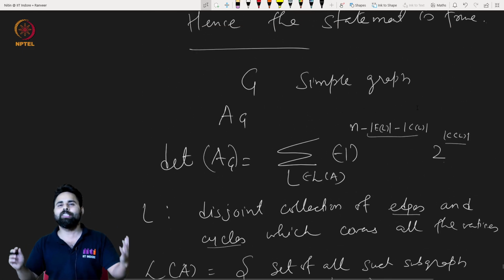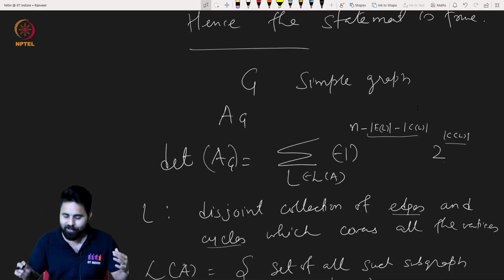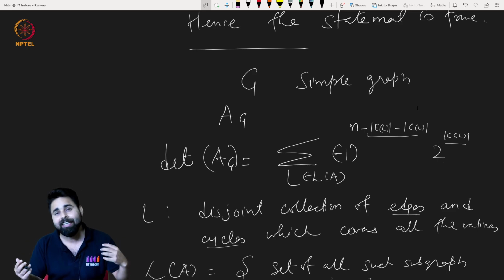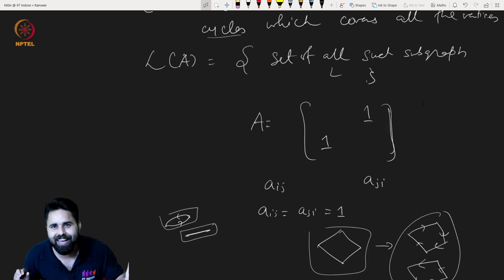I hope you enjoyed this. So we can write the determinant of the adjacency matrix using subgraphs, in terms of disjoint collections of edges and cycles. With this I am stopping this lecture.